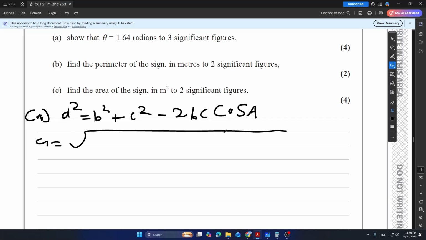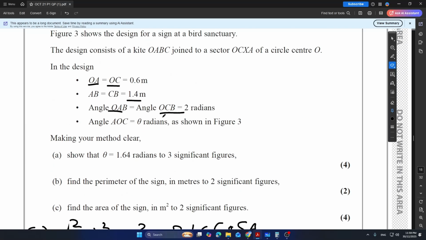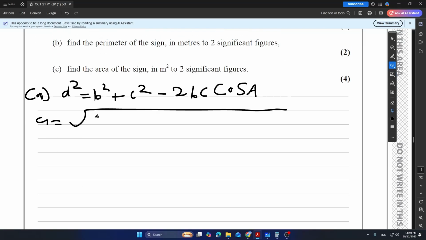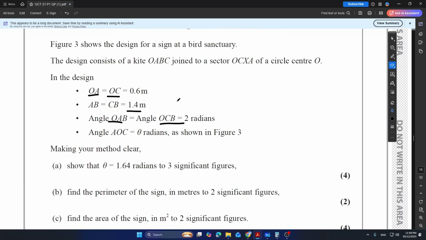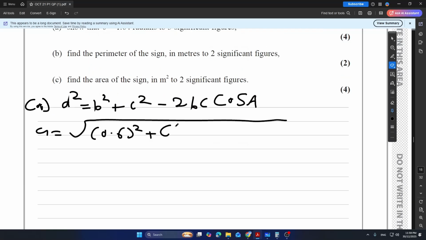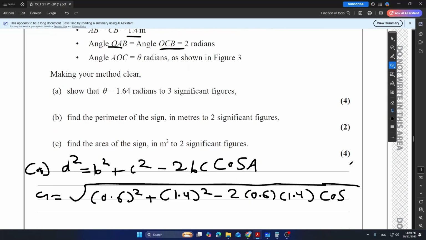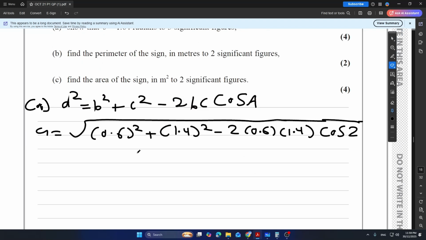So b is going to be 0.6 squared, plus, here with c, 1.4 squared, minus 2, b is 0.6, c is 1.4, and cos A, the angle in between, which is 2 radians. So we're going to write 2. And make sure your calculator is in radian mode, because if it's in degree mode, you'll get the wrong answer.